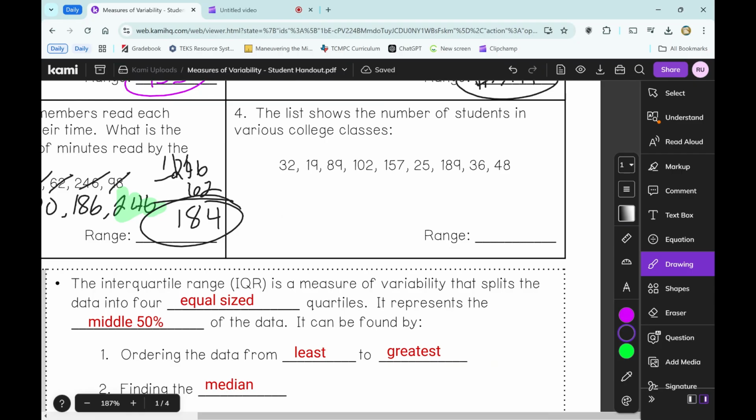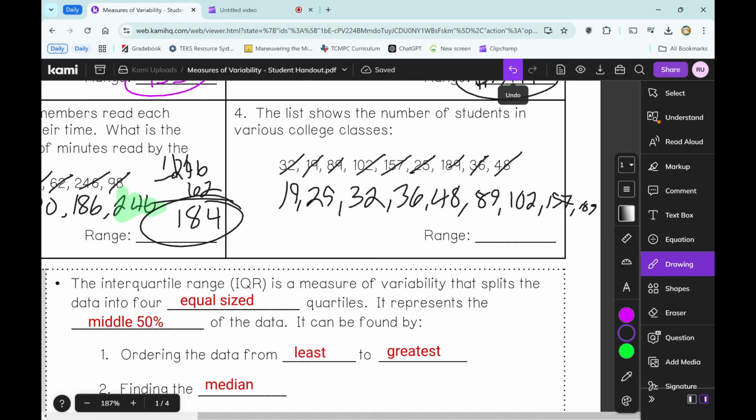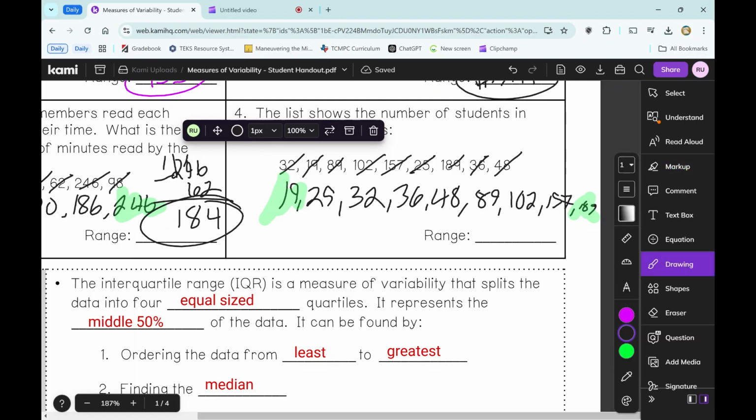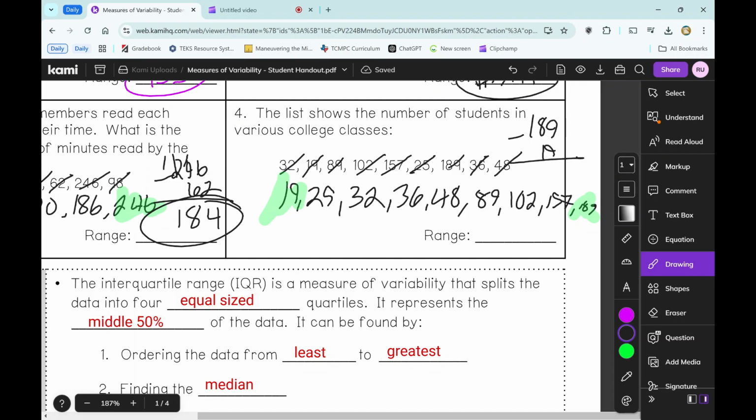This last one, the list shows the number of students in various college classes. In order to find the range, remember we have to make sure that we put these in order from least to greatest. Now that we put them in order, our next step is to subtract the top number from the bottom number. In this case, we get 189 minus 19. So in this case, the range is 170.